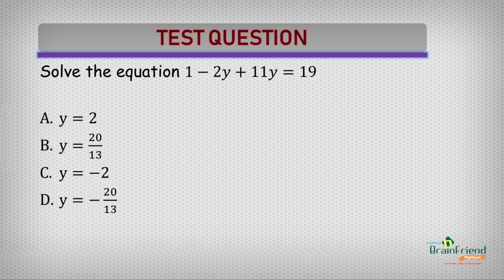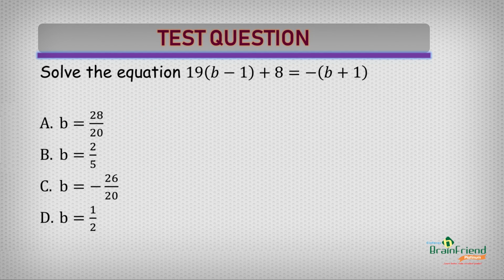It's test time. Question 1. Solve the equation 1 minus 2y plus 11y is equal to 19. Option A, y is equal to 2. Option B, y is equal to 20 divided by 13. Option C, y is equal to minus 2. Option D, y is equal to minus 20 over 13. Our answer is option A, y is equal to 2.